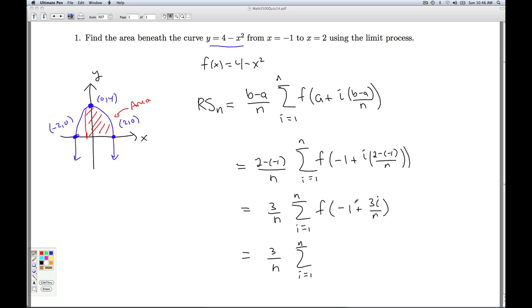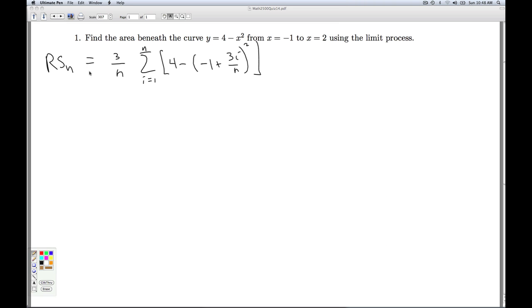I'm now going to substitute this into my formula, and that's going to be 4 minus the quantity (-1 plus 3i over n), quantity squared. And now the object is to simplify this, break the summations up, and use the formulas we have from the book about summing from i equals 1 to n of various powers of i.